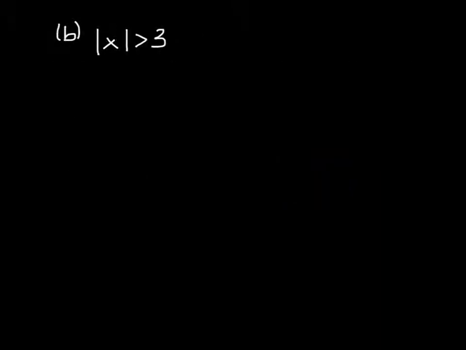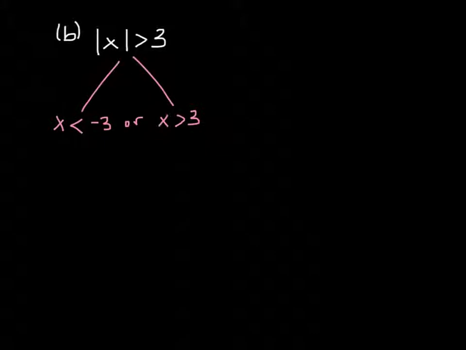B is the absolute value of x is greater than 3. So I'm going to have x is less than negative 3, so I have to flip it for the negative, and x is greater than 3, and greater than is an or. So then I'm going to graph that.